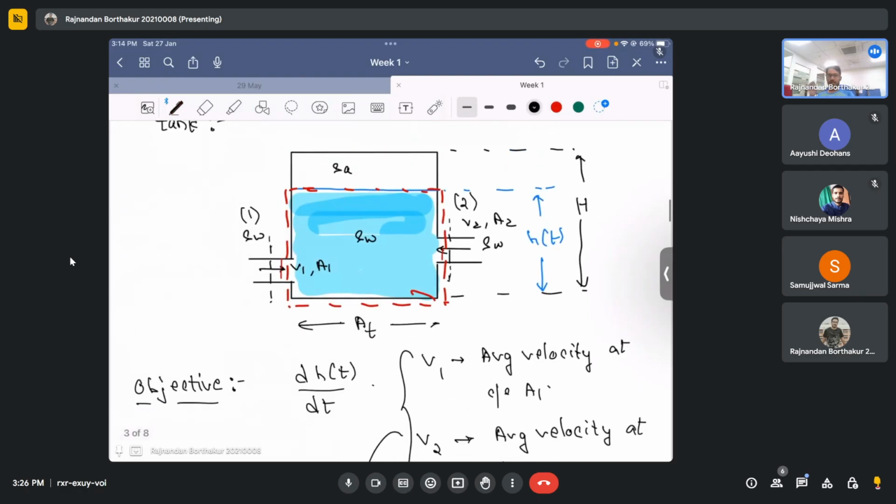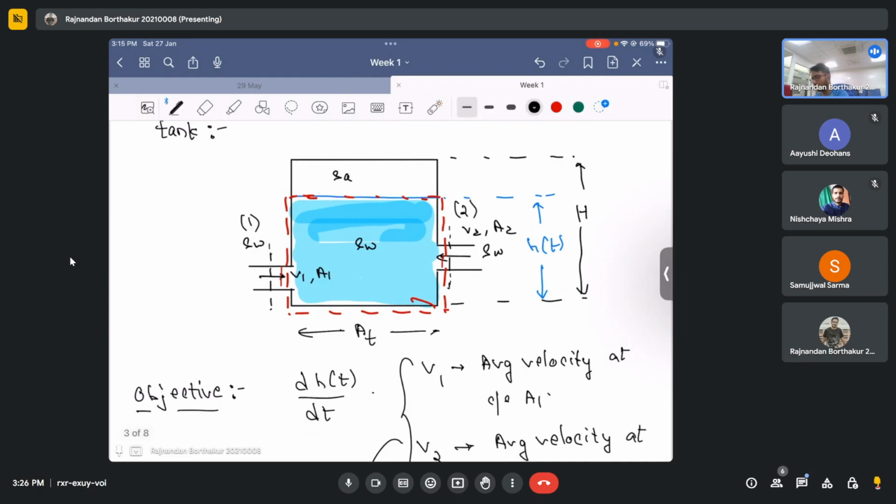Okay, so if this is clear, let us think of how we can solve this problem. The objective is to find dh by dt, which is the rate at which h of t, the instantaneous height of water in this tank, changes with time. This is something that we wish to find. Again, I would wait for some time. I would wish for you to think about how we shall go on and approach this problem, and then I will proceed with the solution.